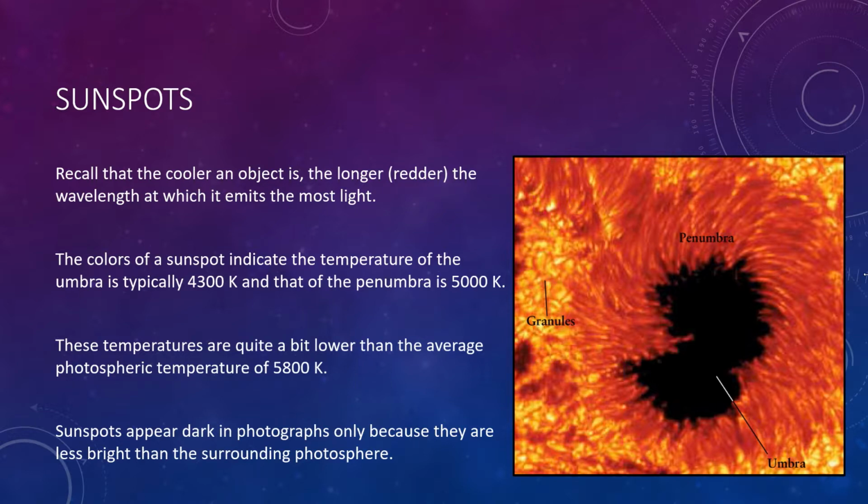So, they're cooler, at a temperature of about 4,300 degrees Kelvin, compared to the 5,800 degrees Kelvin in the region around. And so, the umbra, the darkest part, only emits about 30% as much light as an equally large patch of undisturbed photosphere, which is why they appear so dark. But if you were to somehow block out the light coming from everything around a sunspot, it would still appear bright.